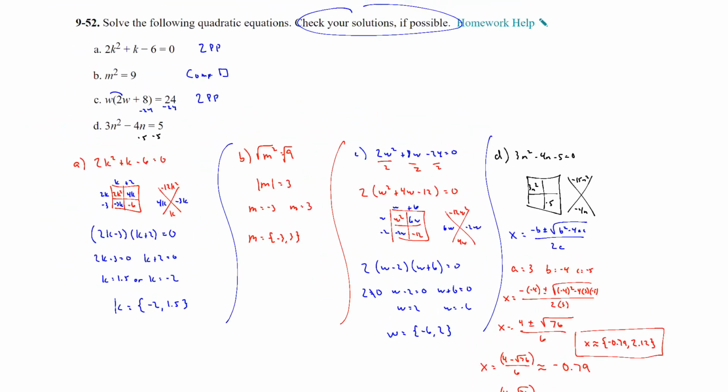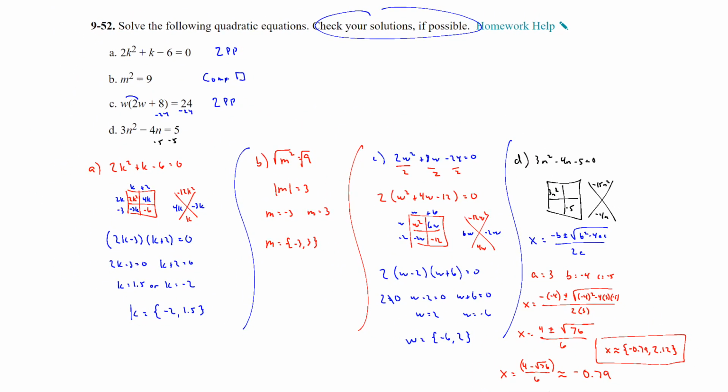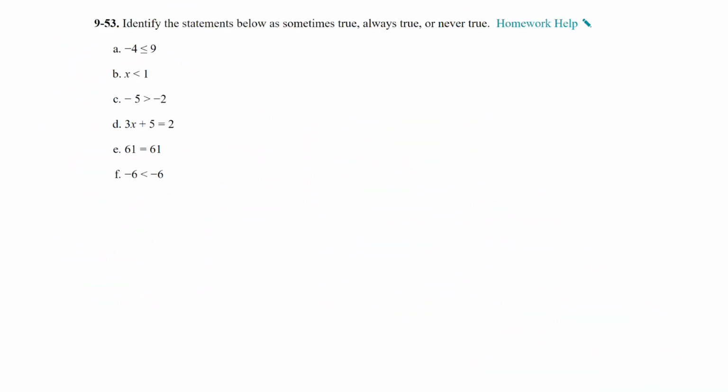So once again, on this problem, it just said solve the following quadratic equations. Check your solutions when you can. I was really able to use factoring, or the zero product property, on A, B, and C. I used a form of completing the square on B, though. And then for D, the quadratic formula is definitely the best option on that one.